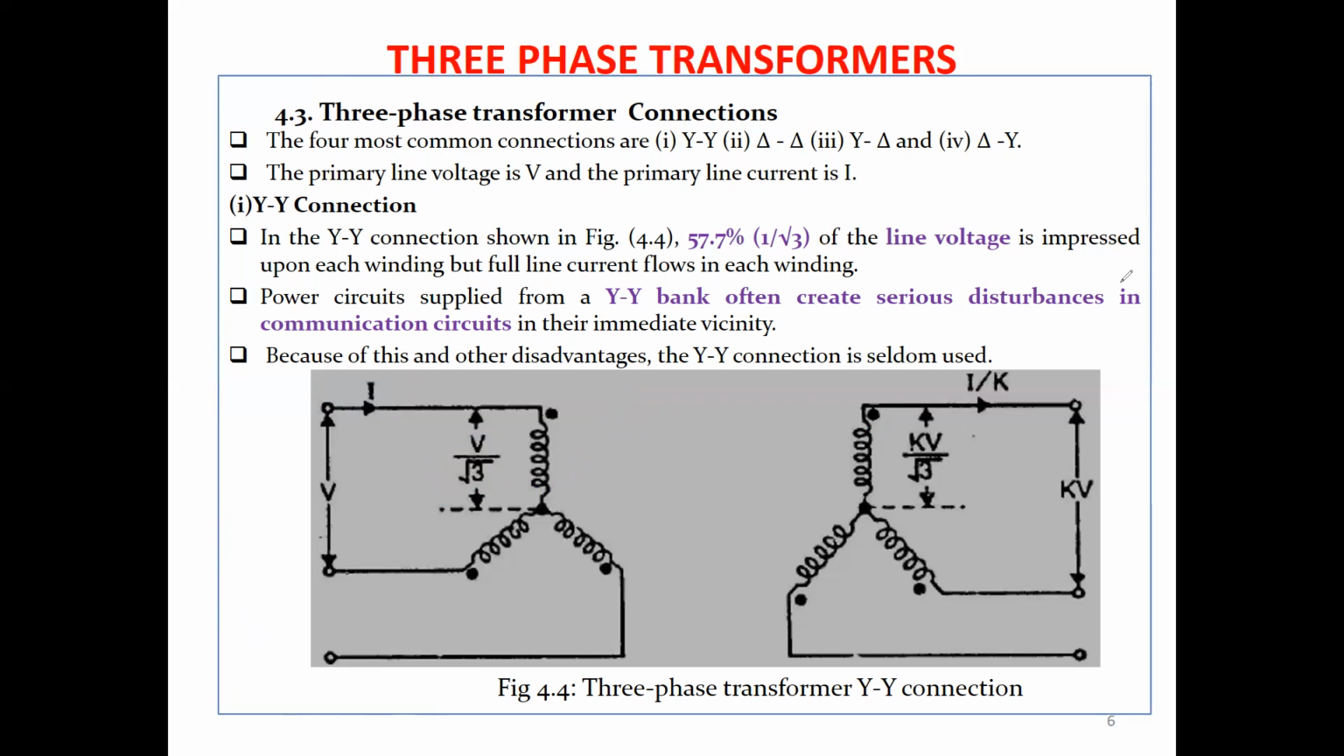That is a disadvantage of star to star connection: it creates disturbances in communication circuits. That is a disadvantage of having a star to star connection.